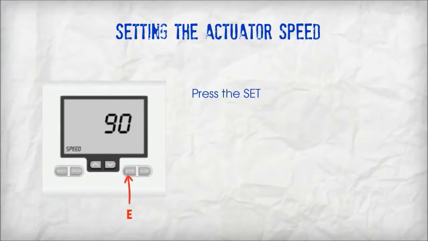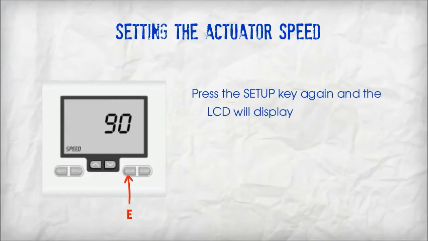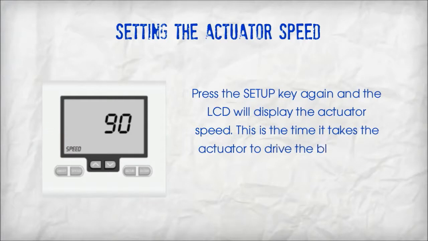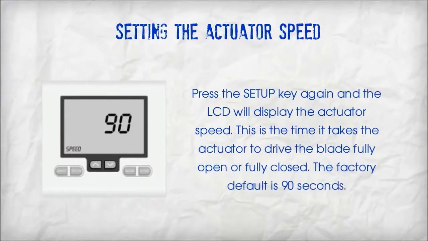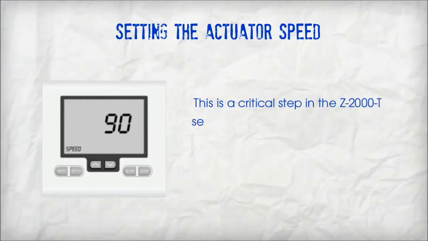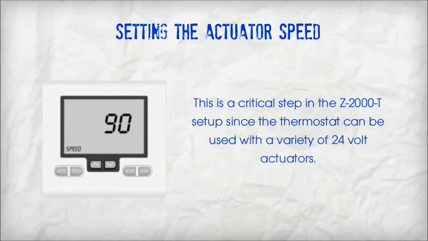Setting the actuator speed. Press the setup key again and the LCD will display the actuator speed. This is the time it takes the actuator to drive the blade fully open or fully closed. The factory default is 90 seconds. This is a critical step in the Z-2000-T setup since the thermostat can be used with a variety of 24-volt actuators.